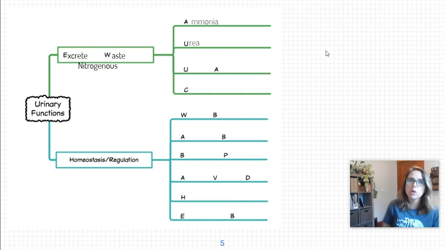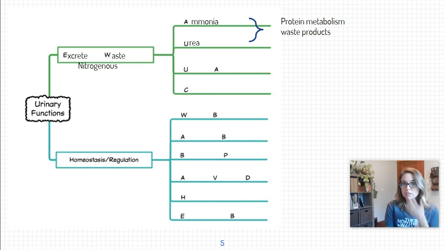All right, so we have ammonia and urea, which are kind of similar in nature. Both of these are waste products from protein metabolism. As we metabolize our proteins, these are byproducts of building proteins in my body. That action ends up producing these.